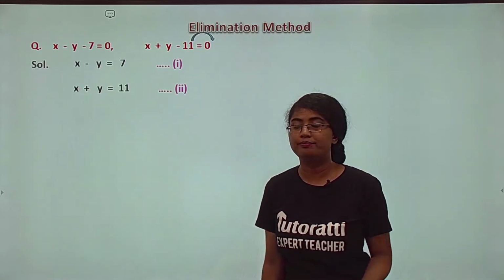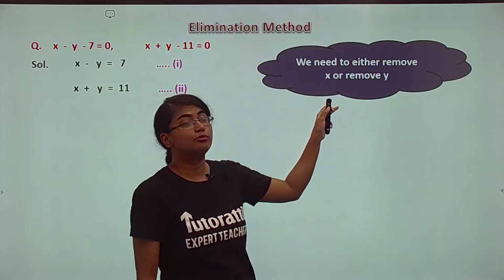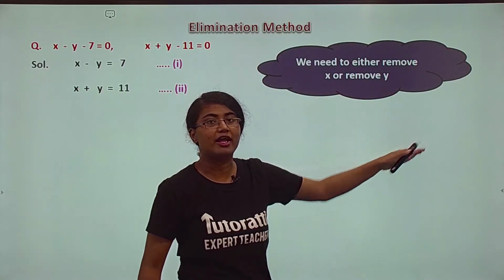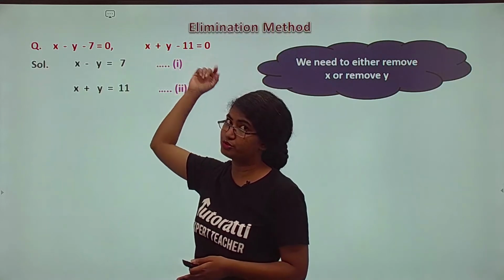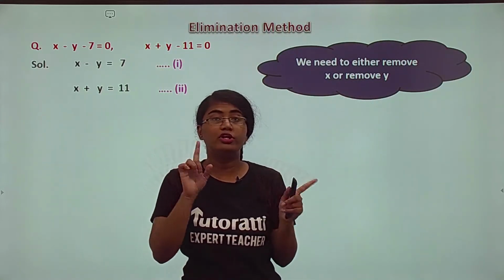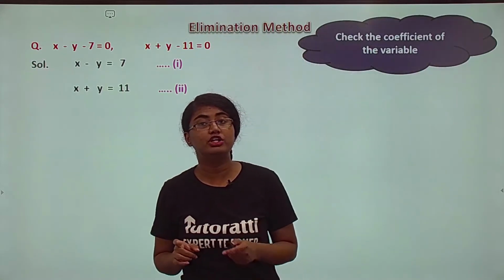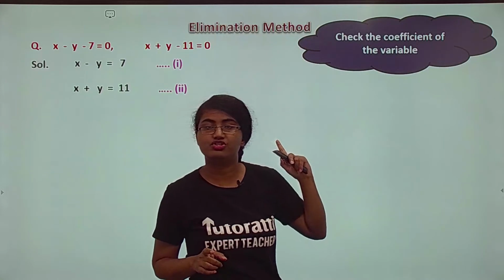Is this clear so far? Now, what is the thing that we do now? We either remove x or y. Now we have to proceed with elimination. So either it is x or y. Now, which variable are we going to remove? What did we learn in the theory? We need to check the coefficients.